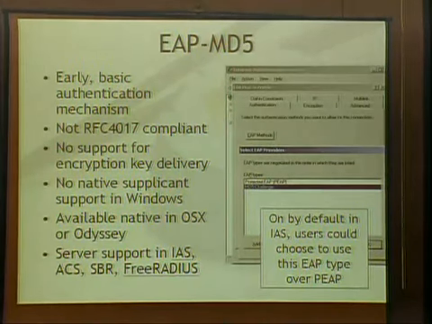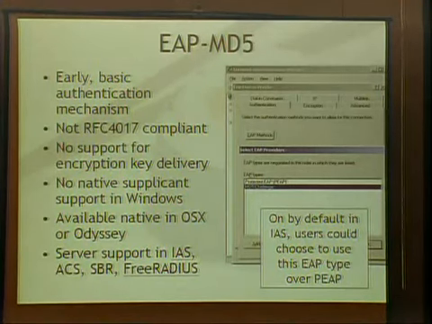There's no native supplicant support in Windows, but you can get an alternative supplicant in OS X or Odyssey. So OS X natively supports EAP-MD5. Odyssey supports EAP-MD5 as well. The server support is Windows IAS, Cisco ACS, Steel Belted Radius, and FreeRADIUS. What's interesting is that IAS and FreeRADIUS have EAP-MD5 enabled by default. So when you install Windows IAS, it does PEAP by default, and it does EAP-MD5 by default as well.